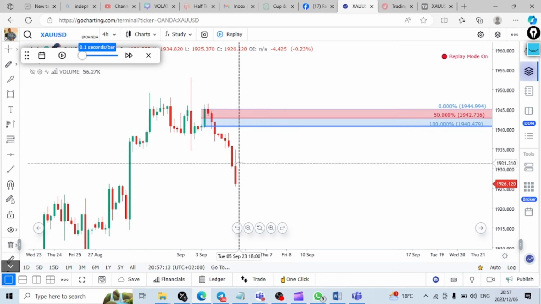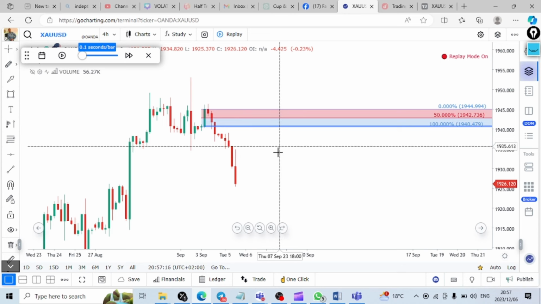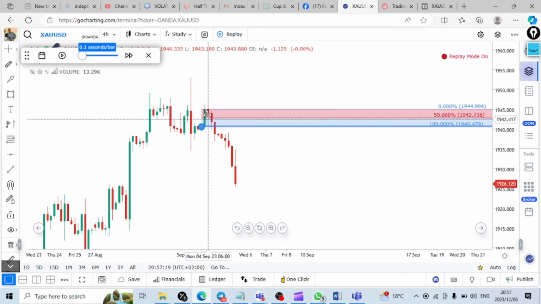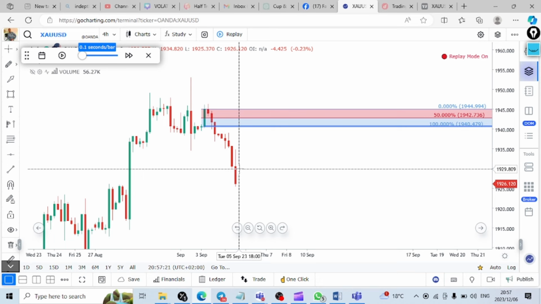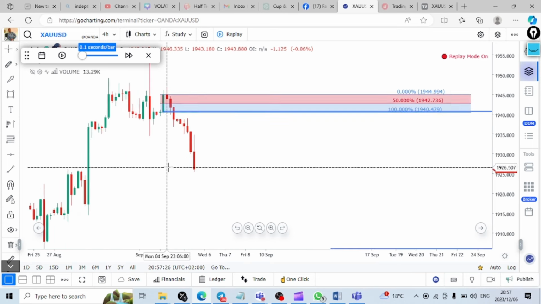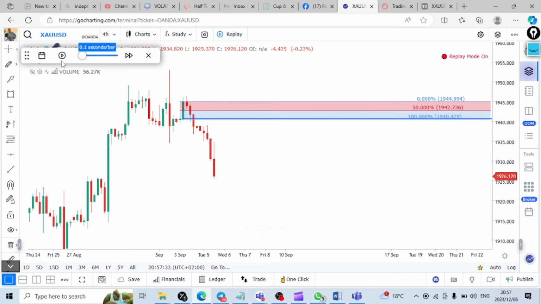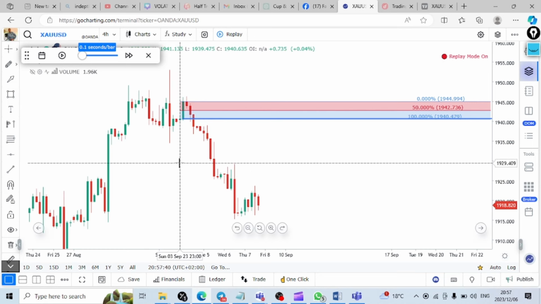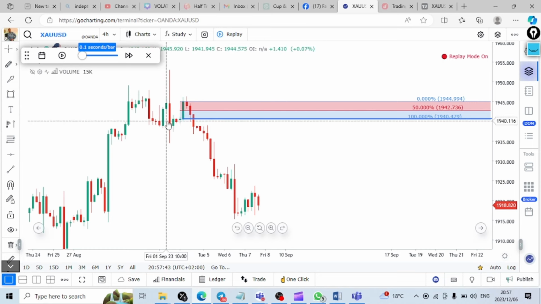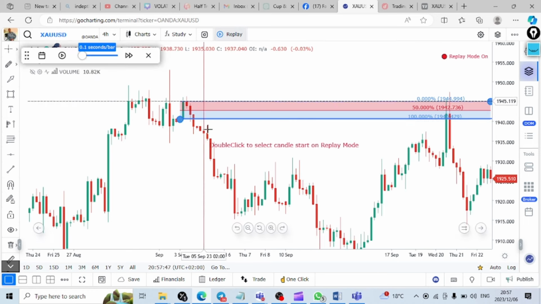Near an order block, there must be a fair value gap close by. If you look at this particular example, we had this small fair value gap, it was covered. I hope you'll be able to see it because it's very, very small.